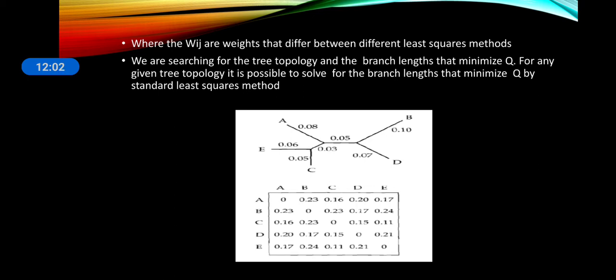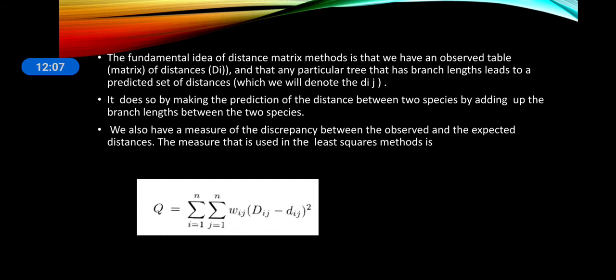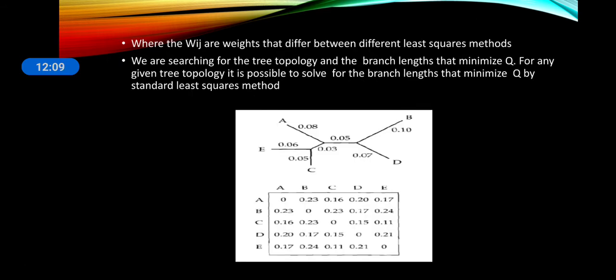So what we have to do is minimize Q, that is, minimize the least square. We are searching for a tree topology and branch lengths that minimize Q. For any given tree topology, it is possible to solve for the branch lengths that minimize Q by the standard least square method. You will understand it by this example. You are given an unrooted tree and the branch lengths, and you have to make a distance matrix based on these branch lengths.